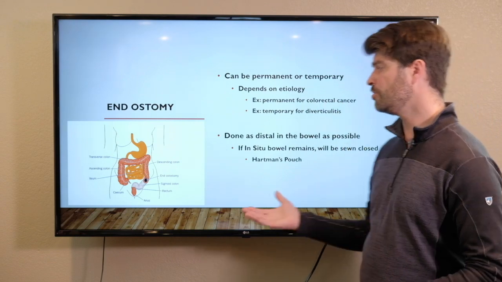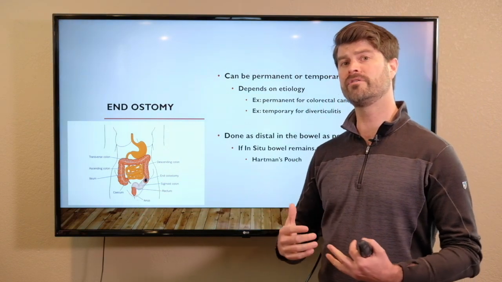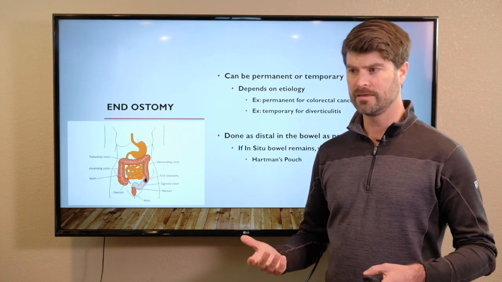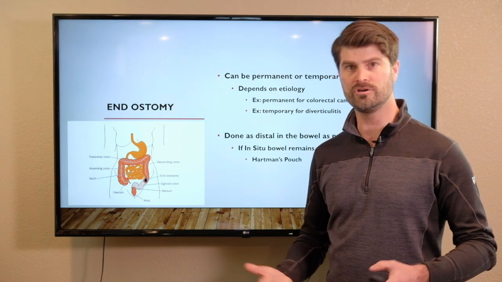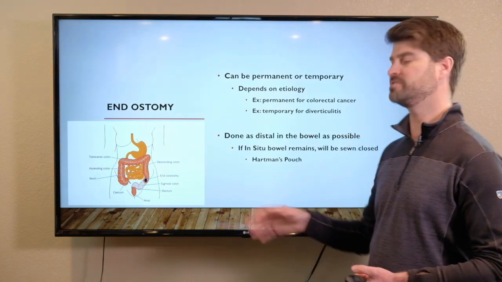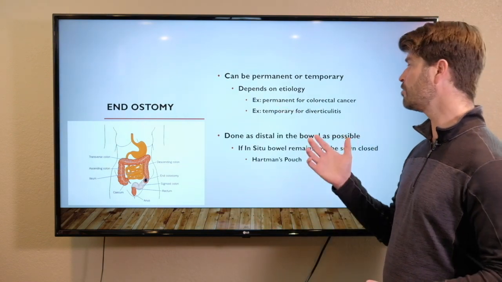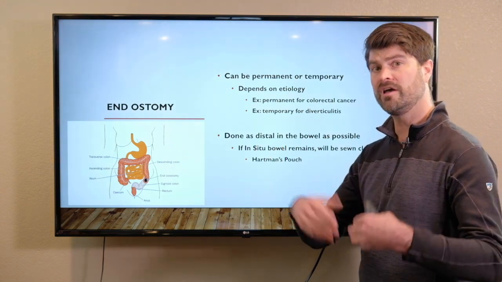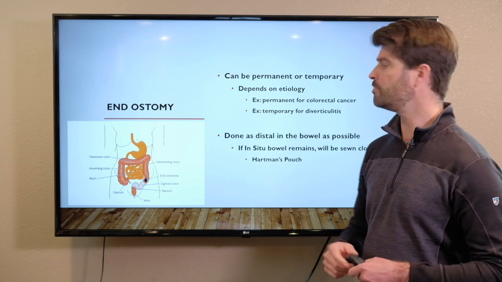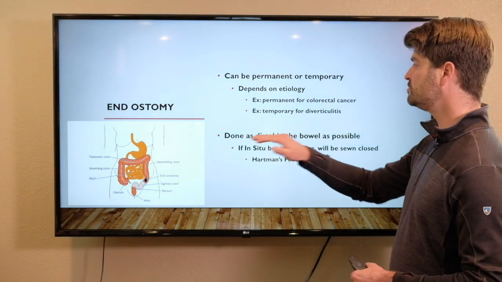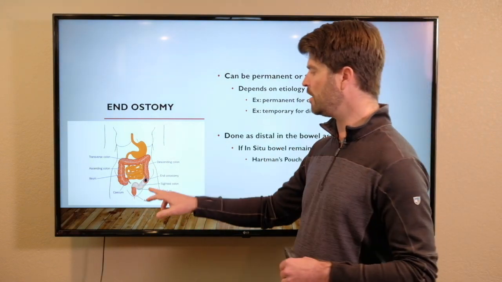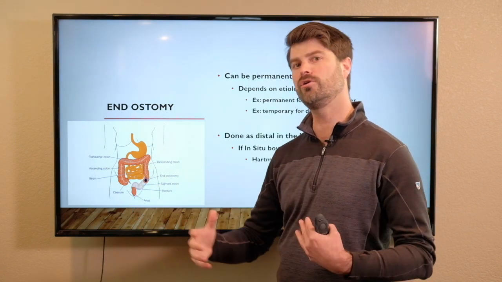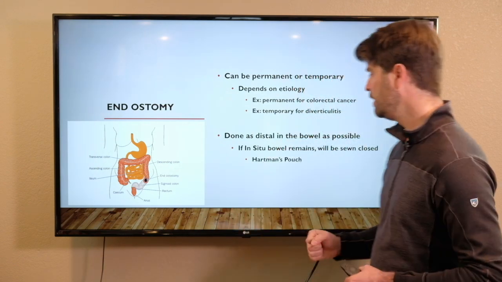If they have something like a colorectal cancer, where part of their bowel had to be surgically removed because of that, I hesitate to say contaminated tissue, but because they have cancerous cells in that section of bowel, it might be more permanent. For patients who have other diseases where they're going to flare up and then go into remission, more temporary. These are done as distal in the bowel as possible. So usually these are almost all in the descending or sigmoid colon whenever possible.